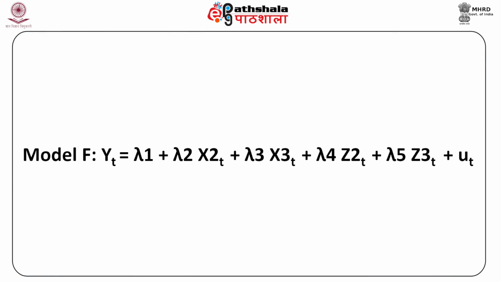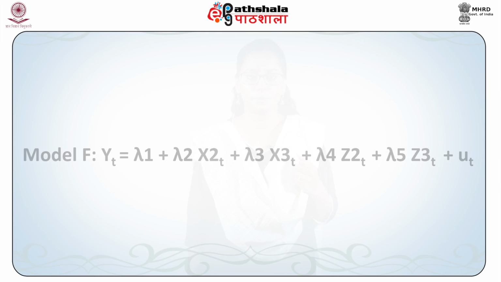Consider another model F. Model F, which is yt equal to lambda 1 plus lambda 2 x2t plus lambda 3 x3t plus lambda 4 z2t plus lambda 5 z3t plus mu t. Both Model C and Model D can be derived from Model F, but C is not nested in D or vice versa. The non-nested F-test suggests to find out from Model F whether Model C or Model D is correct. By applying F-test for testing lambda 2 is equal to lambda 3 is equal to 0, implying Model D is correct can be tested, or the other way around for Model C.